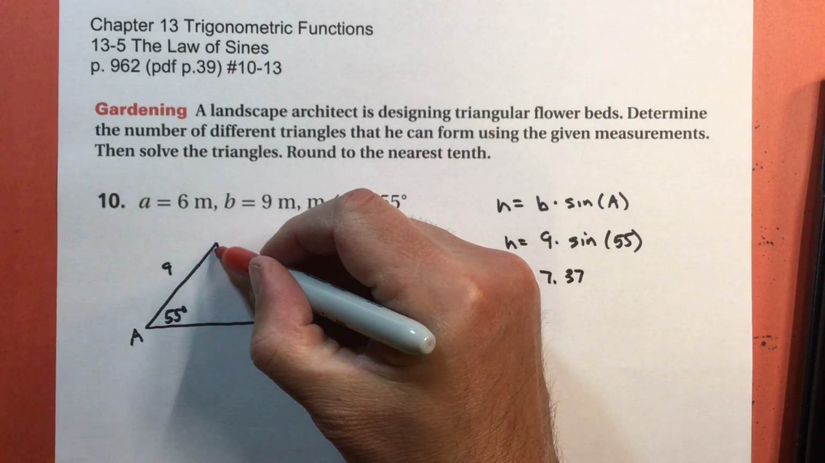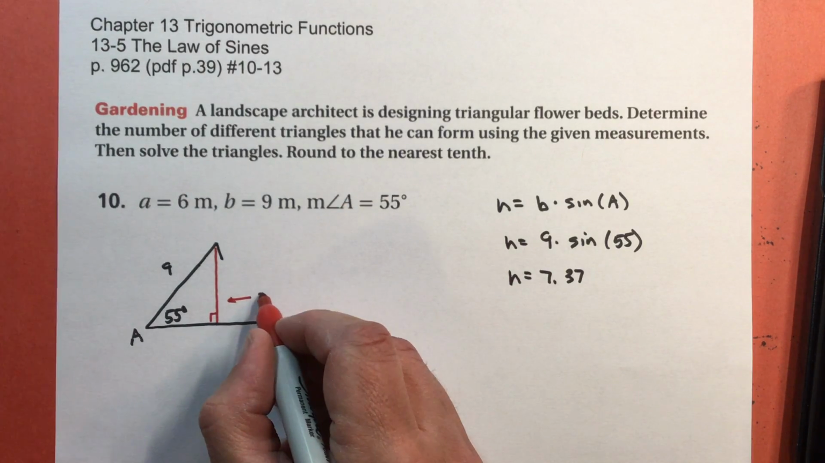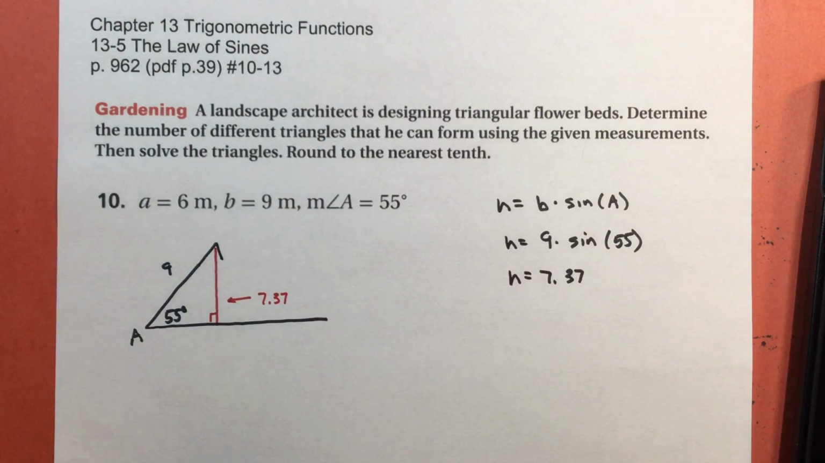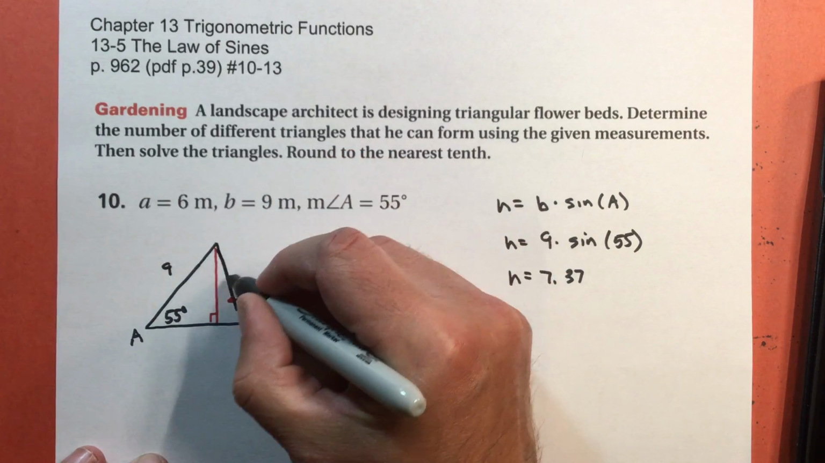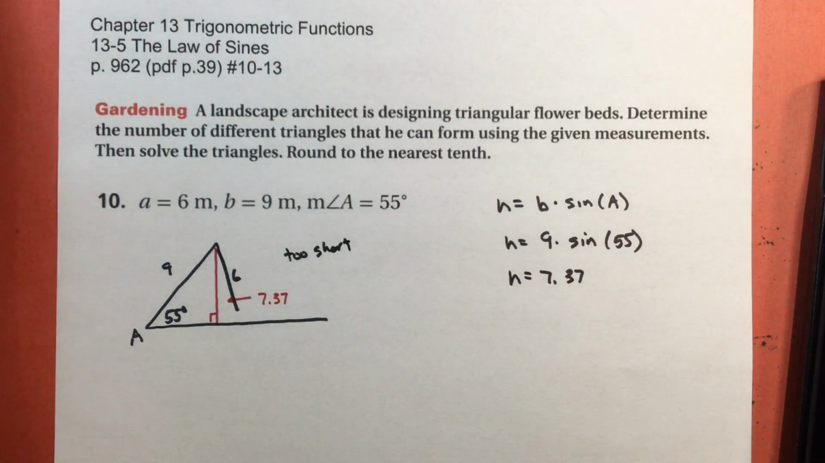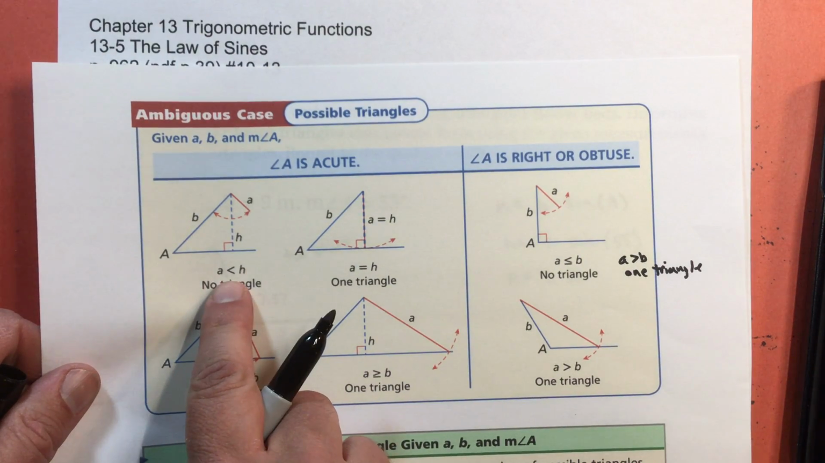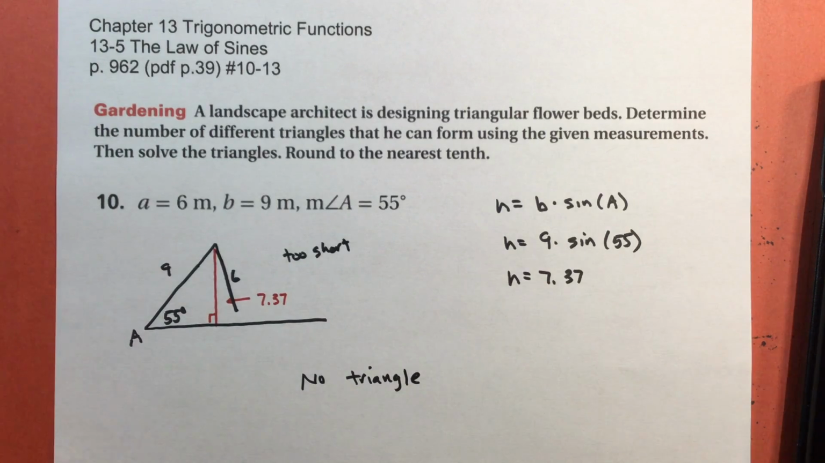I'll go ahead and draw this in. I'll do it in red. So this height right here, perpendicular, is going to be 7.37 if I round it off. My side A here is going to be 6, and it's going to be too short. So if I come back here and I say side A is less than my height, I get no triangle. And this problem is finished. You can't solve a triangle if you don't get a triangle. There's nothing, you can't find what the other sides are.